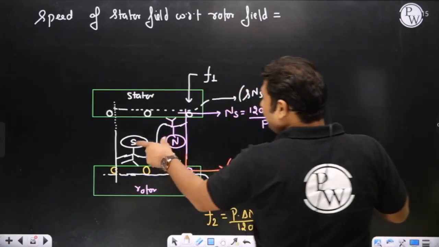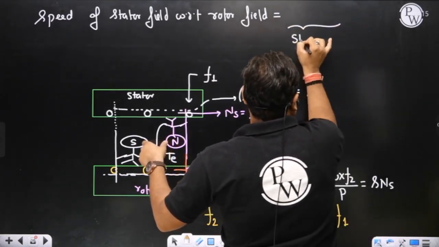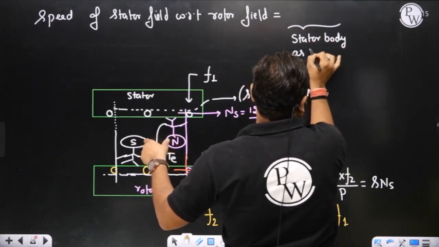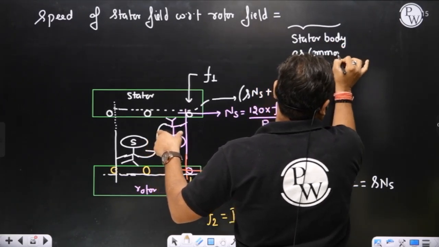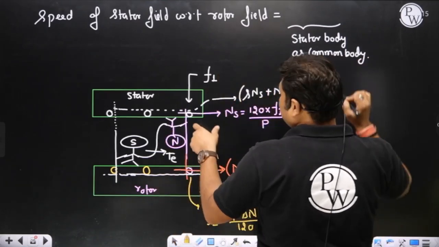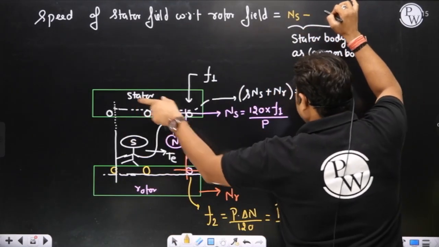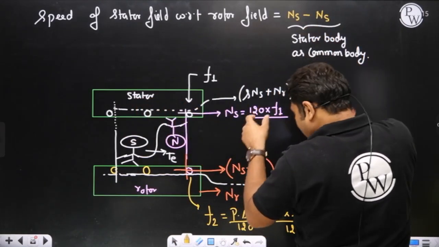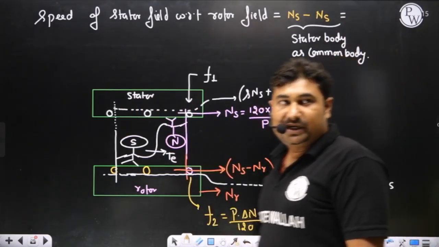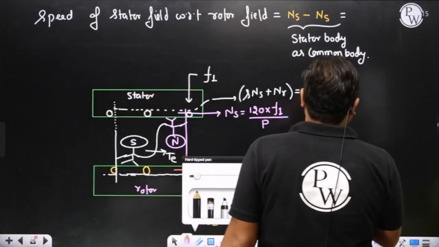So in the air gap, both are rotating at the speed of Ns. If we take the stator body as a common body, the speed of the stator field with respect to the stator body is Ns, and the speed of the rotor field with respect to the stator body is Ns. The relative speed between stator field and rotor field is 0. Now one can also take the rotor as a common body.